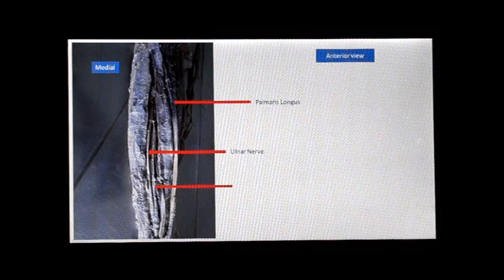Next is the ulnar nerve, which is present in the forearm along with the ulnar vessels. Ulnar nerve pierces the flexor carpi ulnaris muscle.